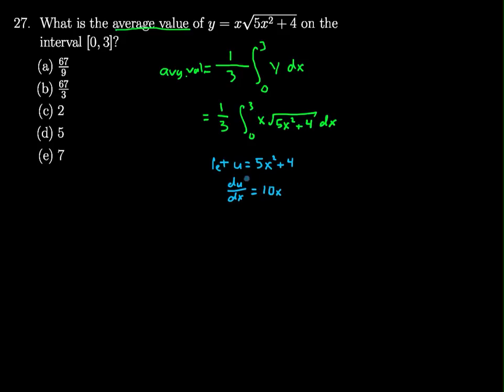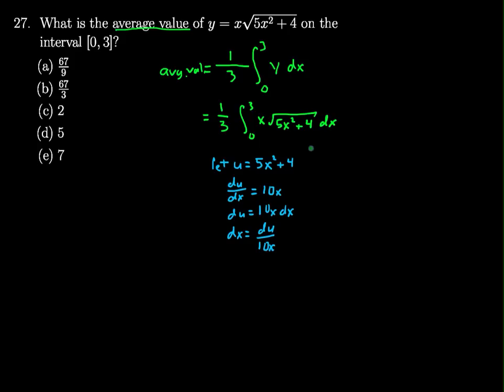And I'm going to have to, so I'll put this in for this value right here, but I'm still going to have to replace this dx, so let me solve this for dx. I'll multiply by dx, so du equals 10x dx. Divide by 10x, so I'll get dx is equal to du over 10x. And now I can bring everything in, and you'll see what happens to this x in front.